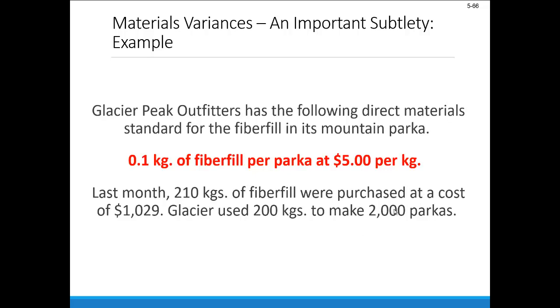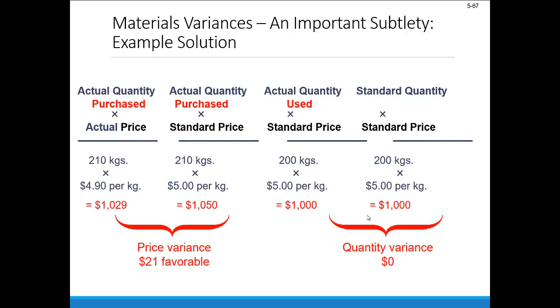If that's the case, we'll extend this to a 4-column approach. I know it starts to get a lot of things on one page here, but now we've still got the flex budget equivalent on the far right, standard quantity and the standard price. Next to that, we're going to have the actual quantity used times the standard price. To the side of that, we'll have the actual quantity purchased times the standard price, so that on the far left, we can have actual quantity purchased times actual price.